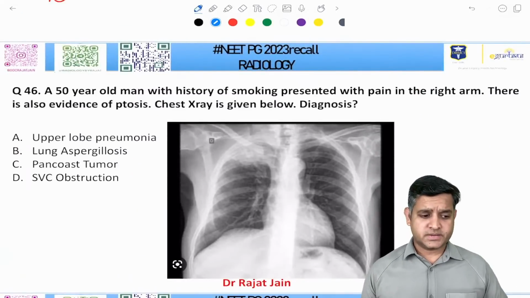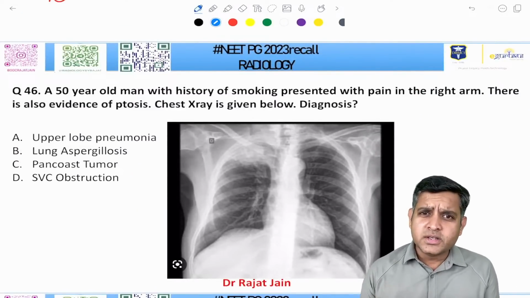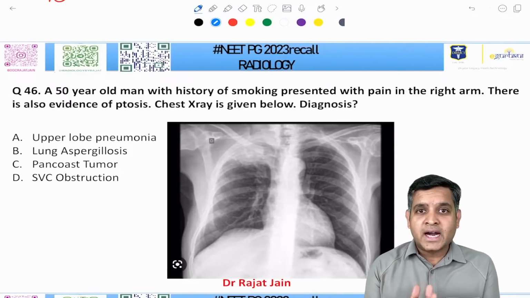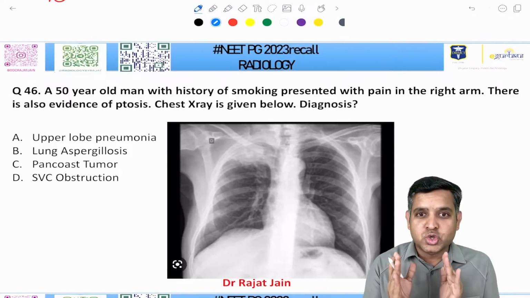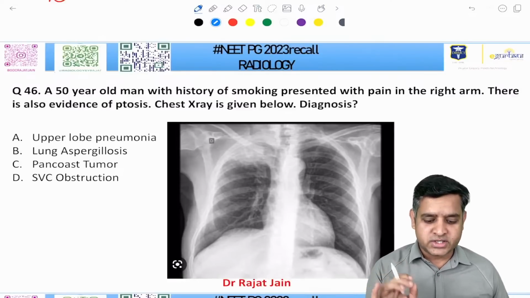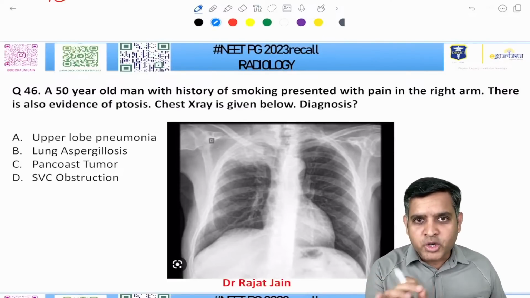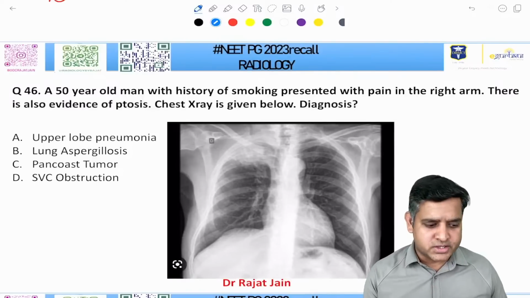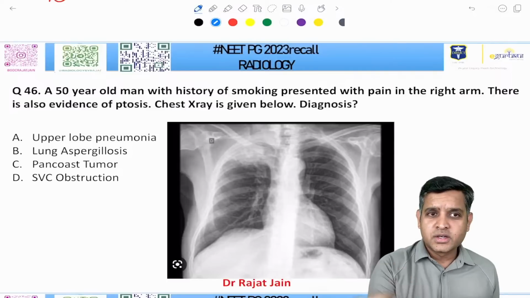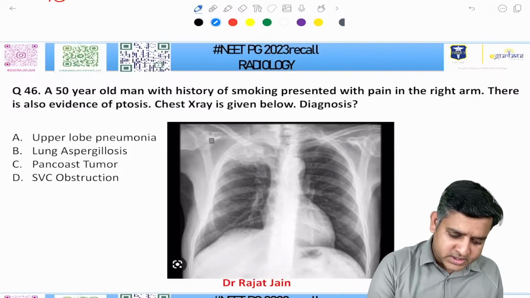Question number 46. I am deliberately not discussing too much of the theory because the exam is very, very close, and the main aim is that you should not do any PYQ wrong. So that's why I'm just telling you important PYQs and some salient points related to them. I hope that's okay. I can go into the detail of the theory, but I don't want to go into this point at this stage.